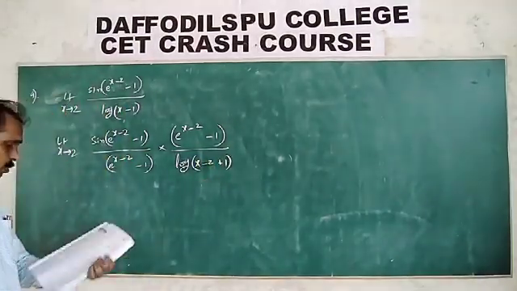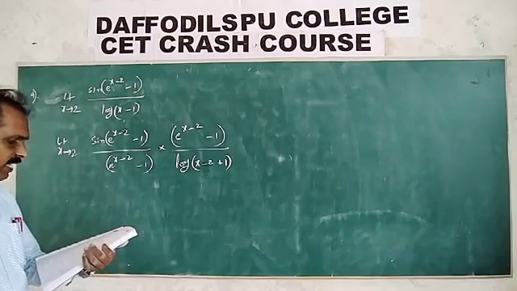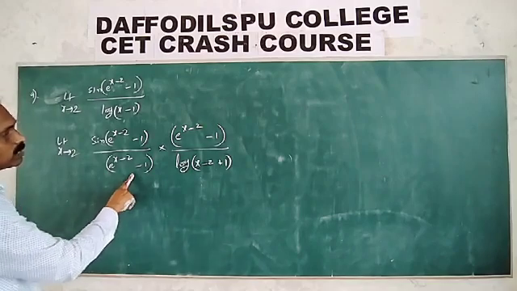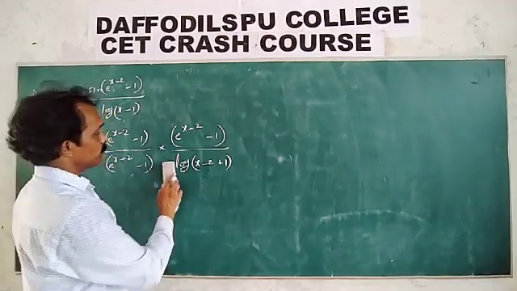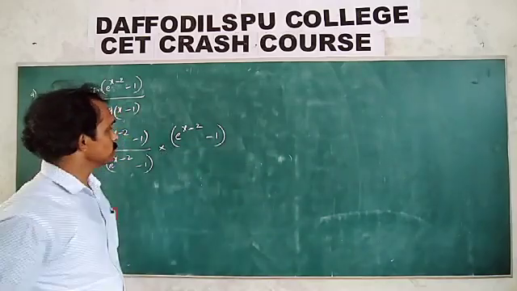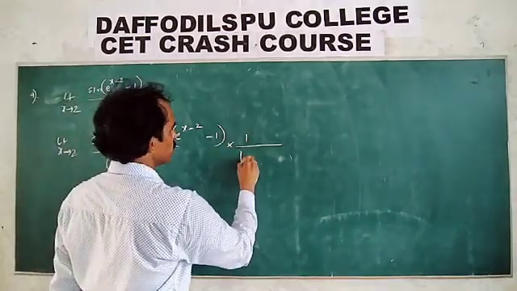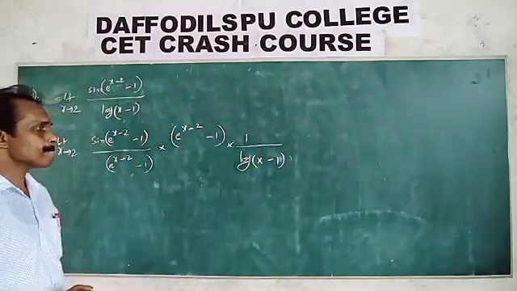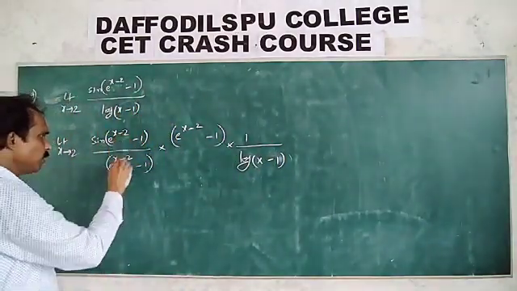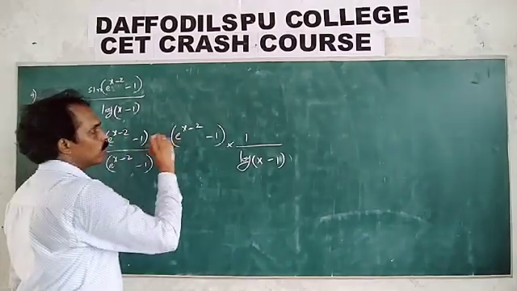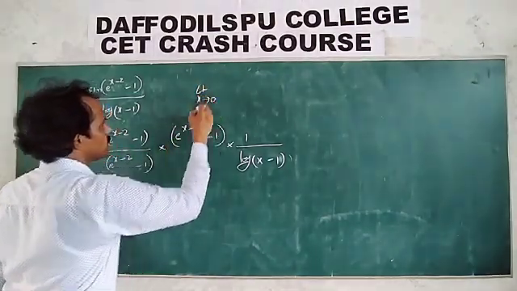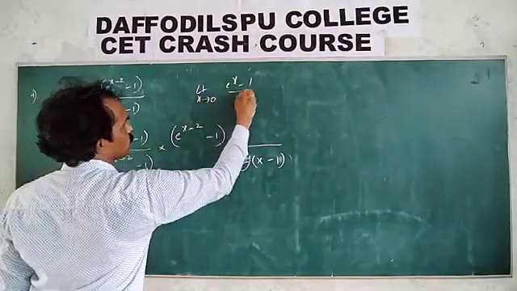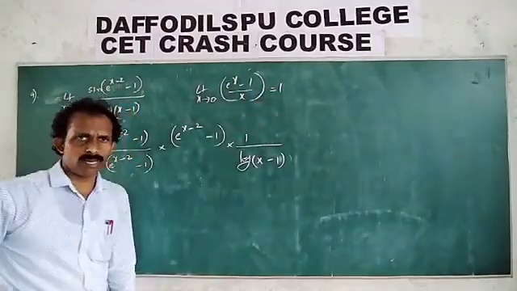X minus 2, what will do that? As x tends to infinity, e power x minus 2 minus 1, this value, not like that, into 1 by x minus 1. Okay. Sin x by x is there. You know the formula: limit x tends to 0, e power x minus 1 by x is equal to 1.